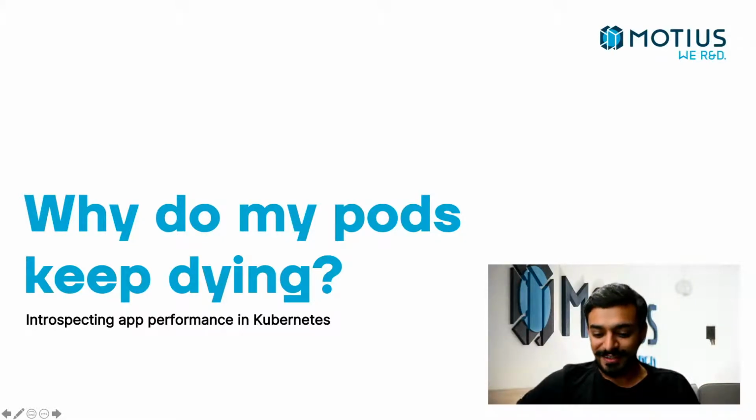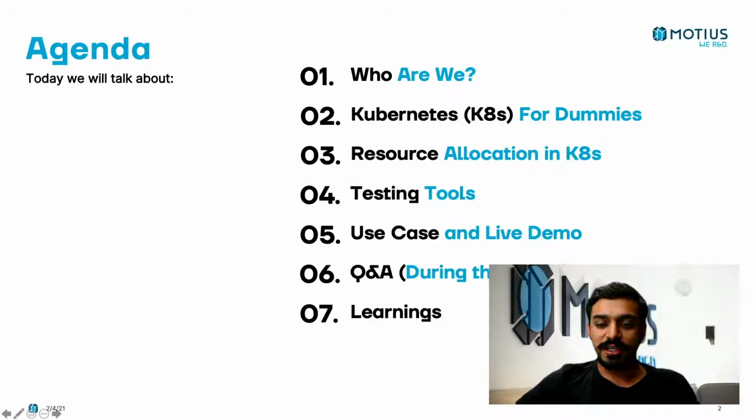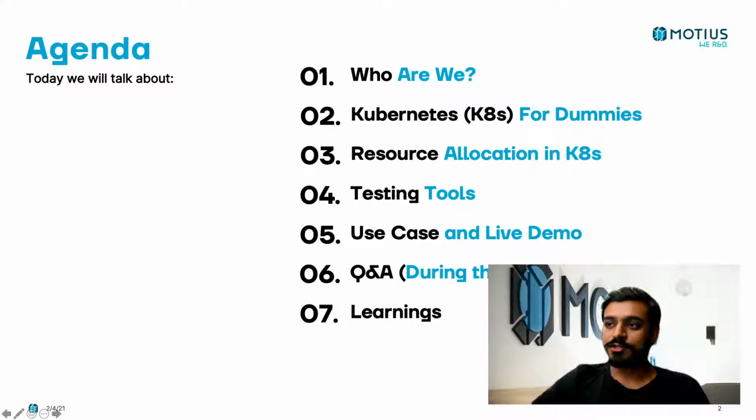So let's start. This is the basic agenda that we have today. We'll start with a small introduction about us, and move on to a small introduction to Kubernetes. We'll also describe a little bit how the resource allocation happens in Kubernetes. Then we will move into the interesting part, going deeper into how to test the resource allocation, what a possible production use case can be, and then give you a live demo of what can happen and how we can debug if our application is failing.